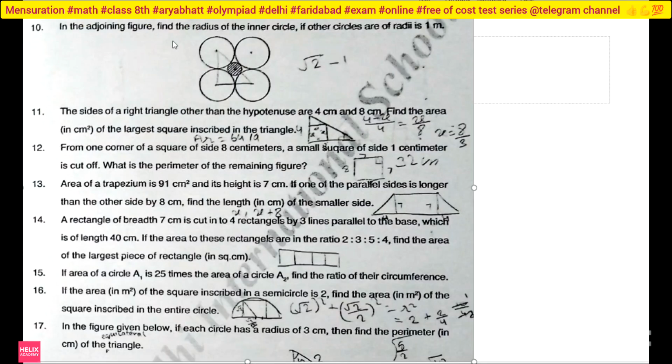Okay. What they are saying in the adjoining figure, the radius of the inner circle if other circles are of the radius of 1 meter. Now see, I am seeing that there are 4 congruent circles, 4 congruent circles of radius 1. Now joining these 4 corners, means the 4 centers, I will get a square. I am getting a square, so I will use the coordinate axis. And what I am getting?